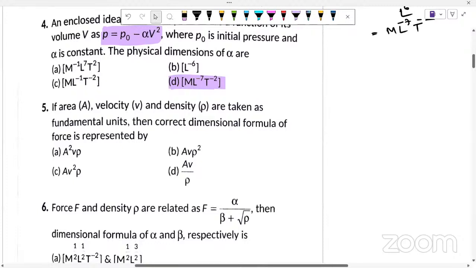Can I try? Make it fast. If area A, velocity V, and density rho are taken as fundamental units, then the correct dimensional formula of the force is represented by A square V rho, A V rho square, A V square rho, A V divided by rho. Can anyone give me the answer? Fifth one.